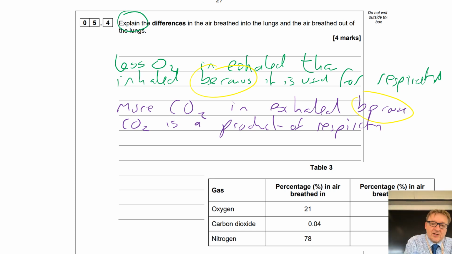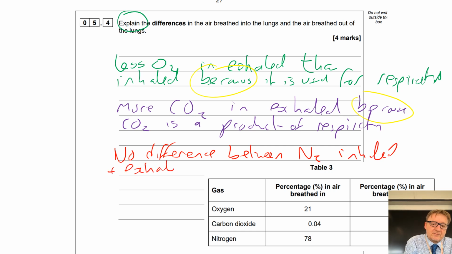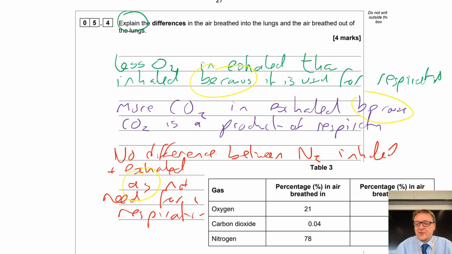Let's do red. There is no difference between nitrogen inhaled and exhaled as it's not needed for respiration. So what I've done there, I could have said because it's not needed for respiration.